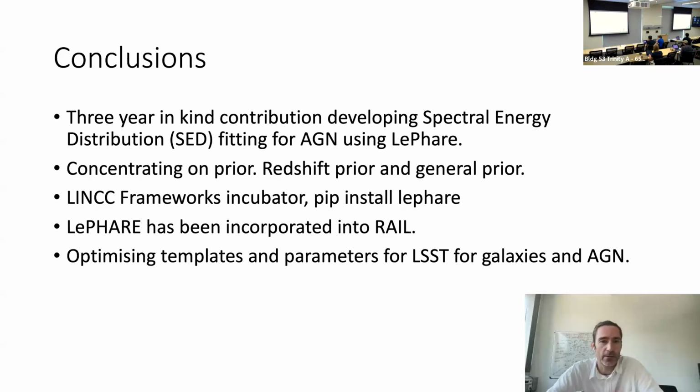So to conclude, I'm working on a 3-year in-kind contribution developing spectral energy distribution fitting for AGN in particular, for LePhare. I'm now concentrating on the prior, including looking at redshift priors from other sources, possibly from variability, possibly using machine learning redshift posteriors as an input prior to LePhare, and then just using LePhare to look at the templates, or look at, for instance, stellar mass from the Raphael and Shirley templates, which is one thing you could do using redshift priors from a machine learning code, for instance.